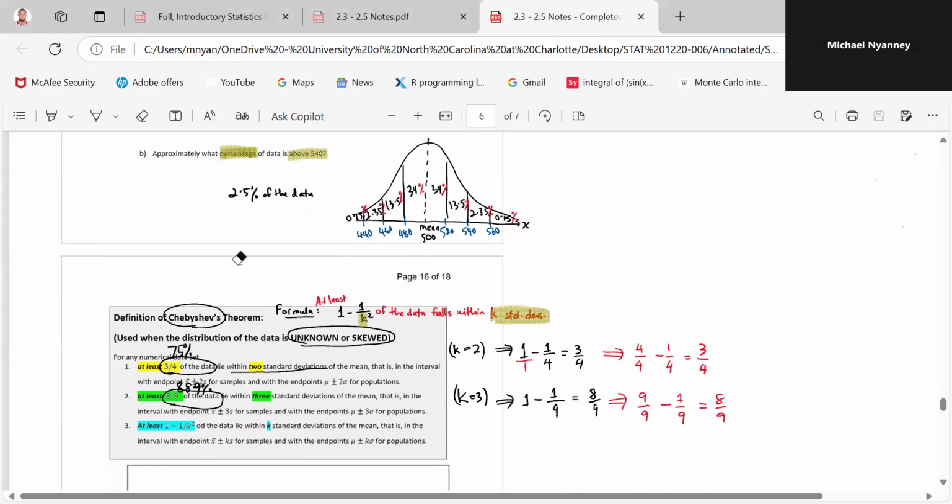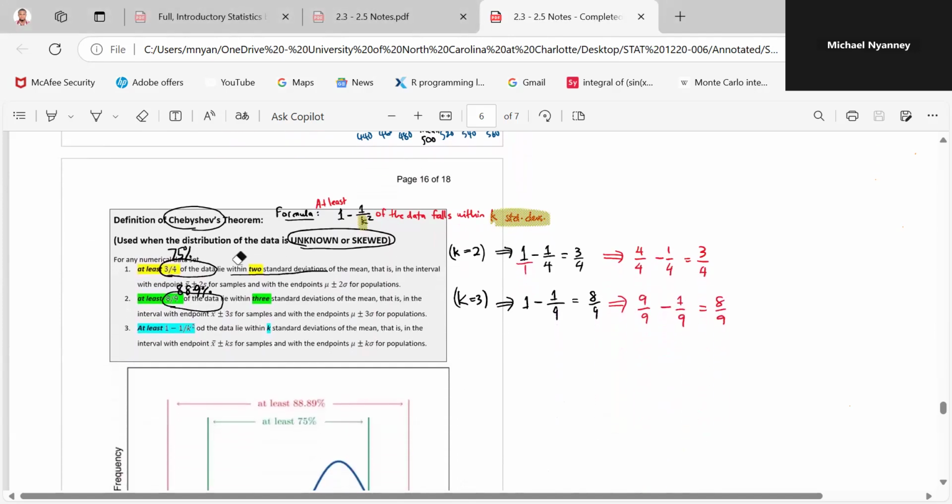Now we are going to Chebyshev's theorem. Chebyshev's theorem is also very interesting to note.